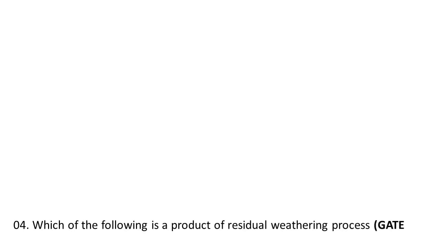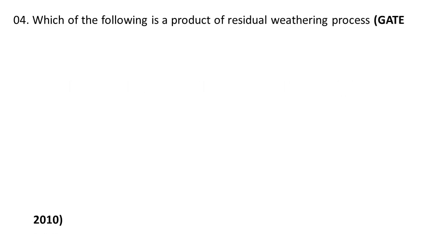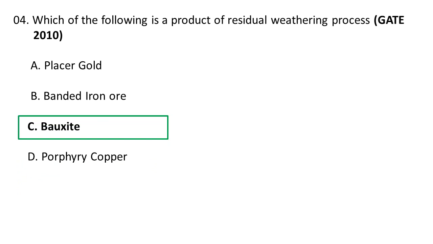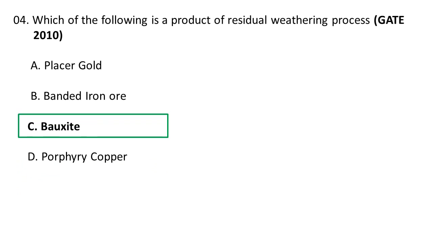Next question. Which of the following is a product of residual weathering process? The options are A. Placer gold, B. Banded iron ore, C. Bauxite and D. Porphyry copper. So the correct option is bauxite. Bauxite is a residual rock which is formed from the weathering of various igneous, sedimentary and metamorphic rocks. These parent rocks have been exposed to long periods, that means millions of years, of weathering under tropical, subtropical or very wet temperate conditions. So C, bauxite, is the correct option.